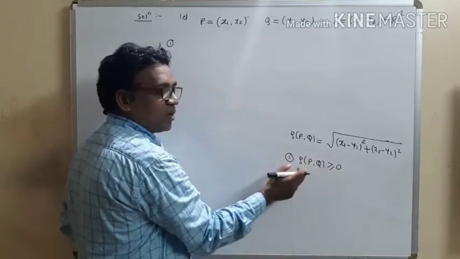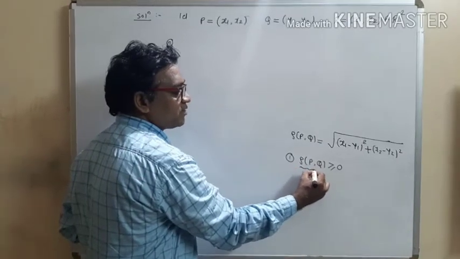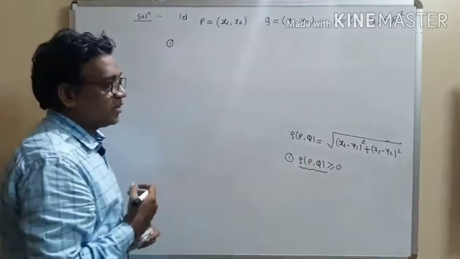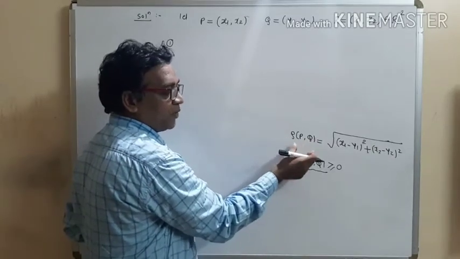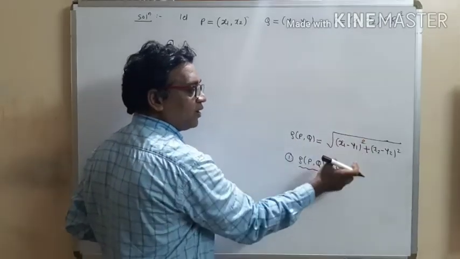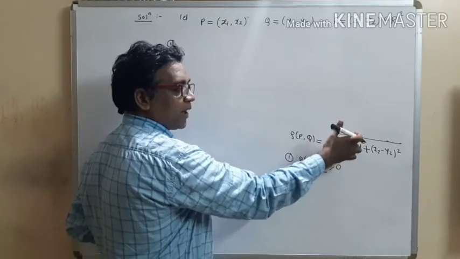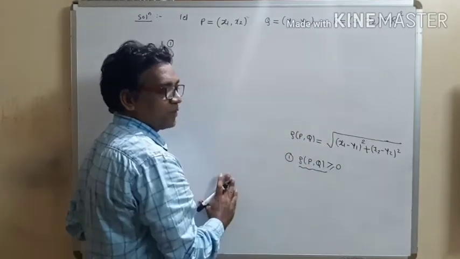How to show that this is non-negative? First of all, check this. Check the value for rho of PQ. What is the value for rho of PQ? It is given by this quantity under root (x1 minus y1) bracket square plus (x2 minus y2) bracket square.